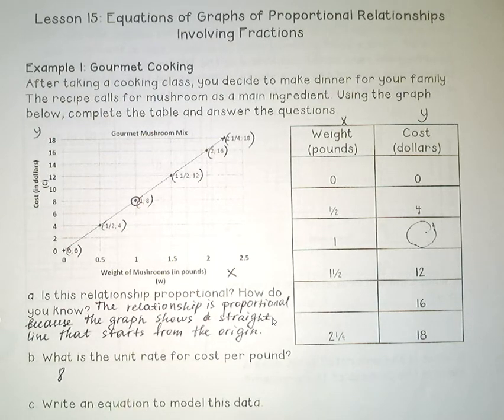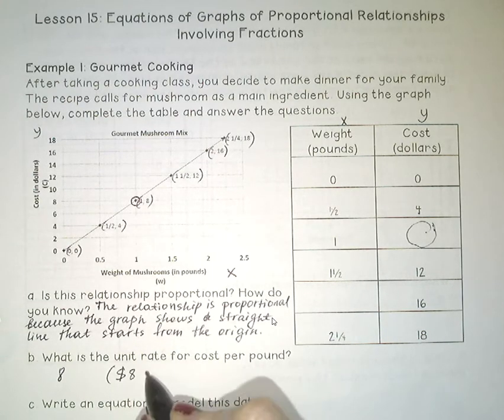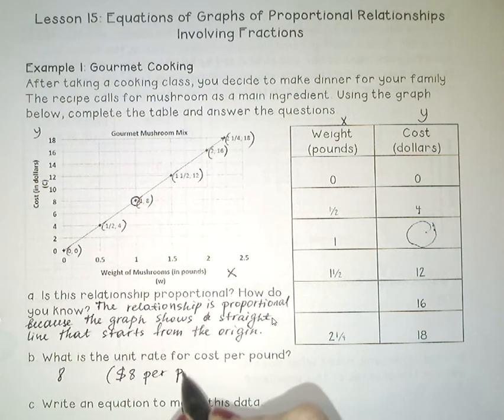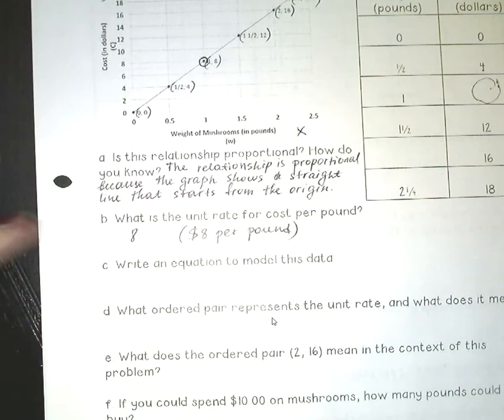And you can write it a little bit more to explain it. You can say what it means in the context of the problem. It's $8 per pound of mushrooms. Okay, so now we need to write an equation to model this data.